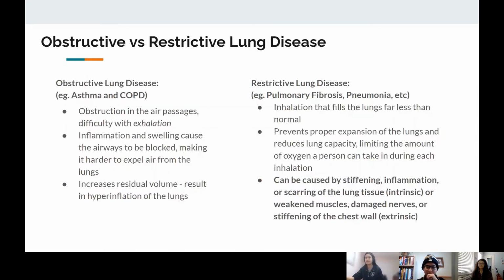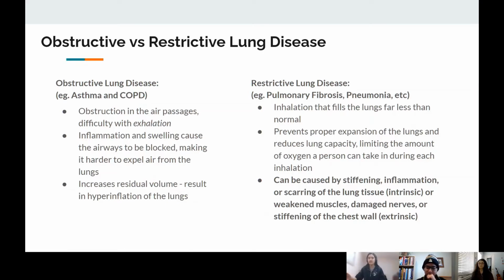Different types of lung disease, we can categorize them into two general categories, obstructive and restrictive. So obstructive lung diseases such as asthma or the emphysema that we mentioned, this is like an obstruction in your air passages, and this causes difficulty with exhalation. So it could be any inflammation or swelling that causes your airways to be blocked, and it's very hard to expel air. And so what this leads to is an increase in residual volume. So your lungs will hyperinflate because you can't get rid of all the air that you inhaled.